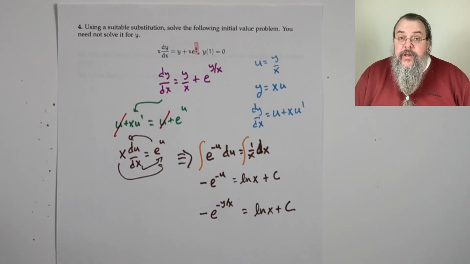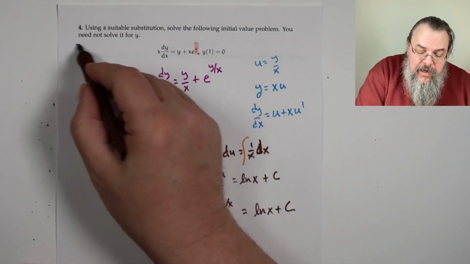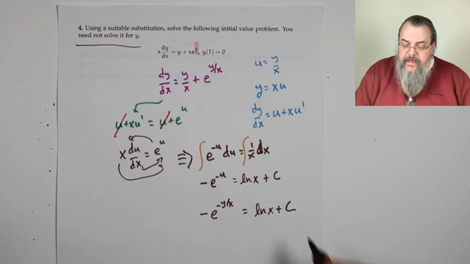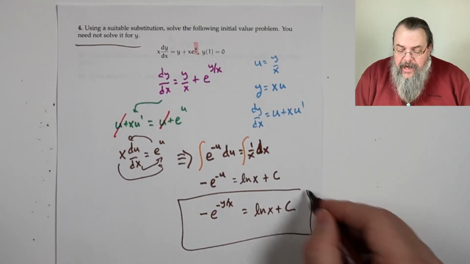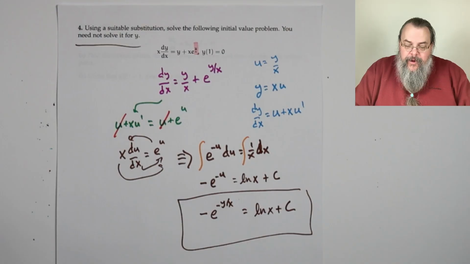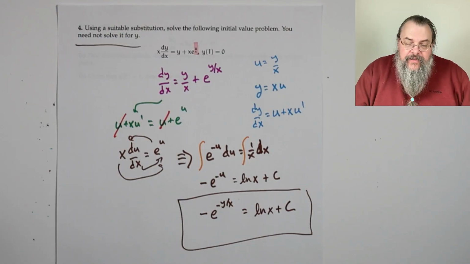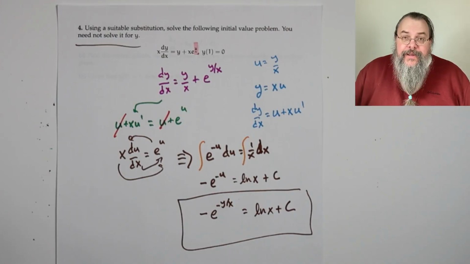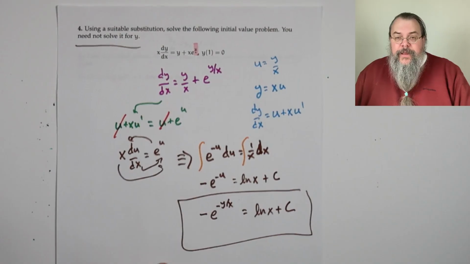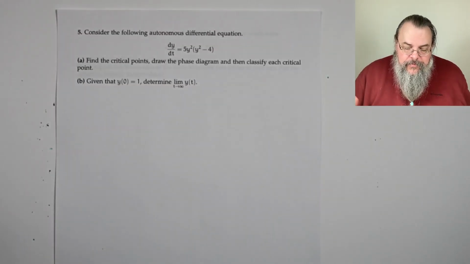Do we need to do anything? No, right? It says you need not solve it for y, and so we can stop. We got rid of the derivative, and we put it back in terms of y and x. Life is good. Life is wonderful. So that means we can go to number 5.